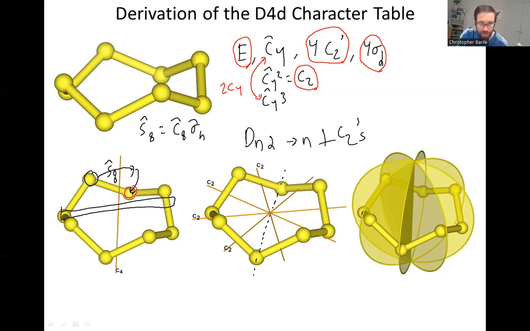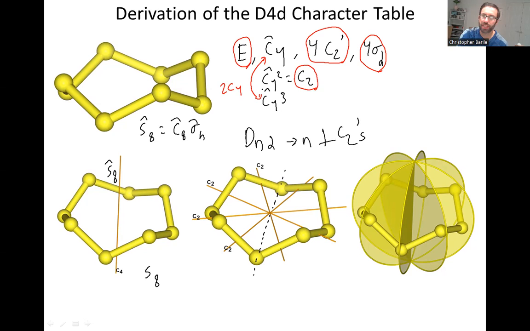Let's use a different color. This atom is going to be rotated down because it started below, but then it's going to flip up with the mirror plane and go into that atom where it exists. So that's how you can visualize this improper rotation axis that exists, this S8. And from that, we can start thinking about, okay, we have an S8.